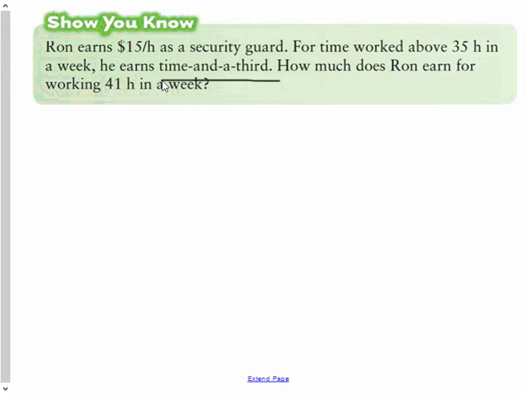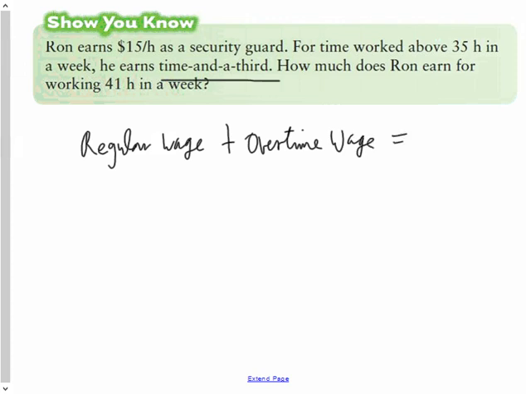So I'm going to write it down in words first. So it's regular hours, regular wage, plus his overtime wage, equals his total salary, or total amount of money he makes that week. So his regular hours will be $15 multiplied by the first 35 hours of his week that he works.